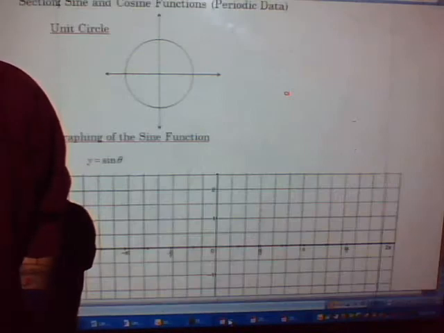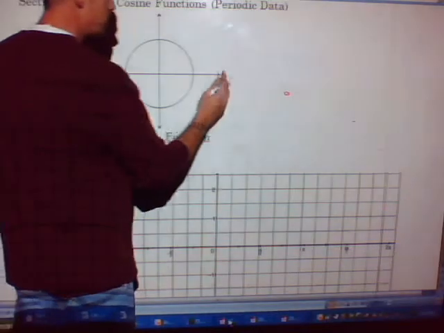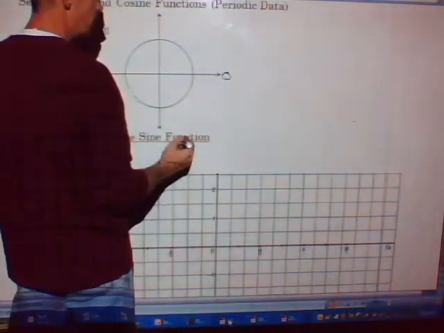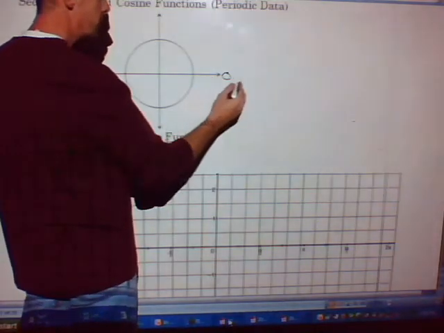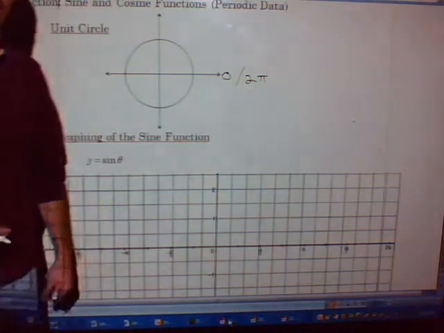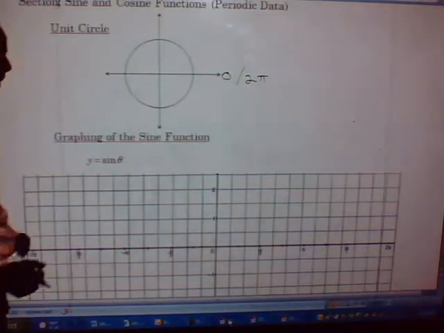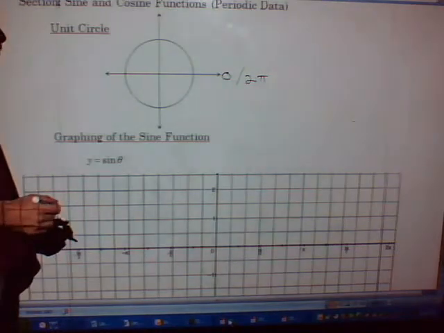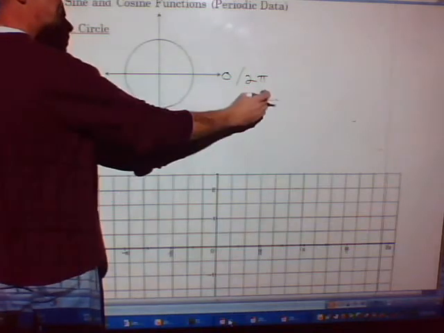Okay? So if we take our unit circle and we mark this up a little bit, here's 0 degrees. Actually, let's do this in radians. 0 radians, and then all the way around we know this is 2 pi radians. And the reason why we're going to use radians is because radians is how you graph sine and cosine functions. So here's 0 radians, 2 pi radians.